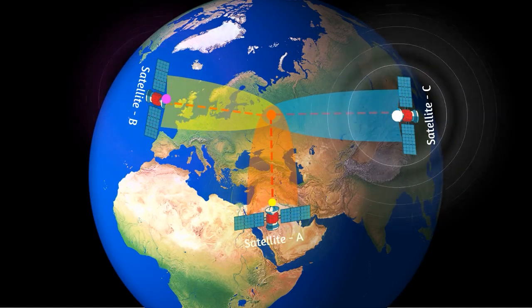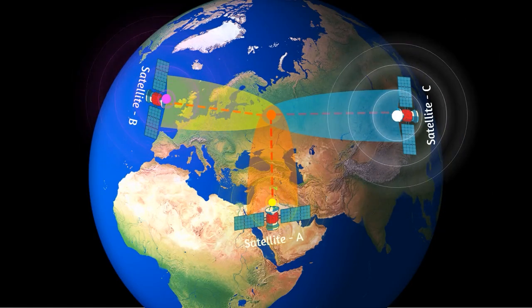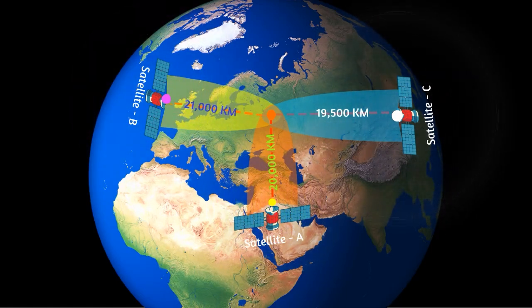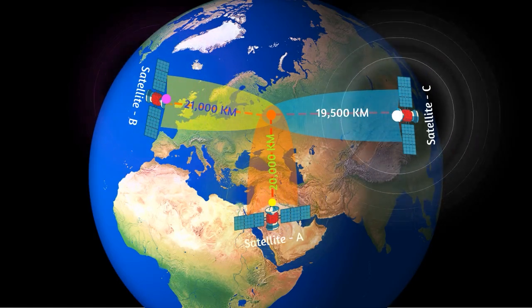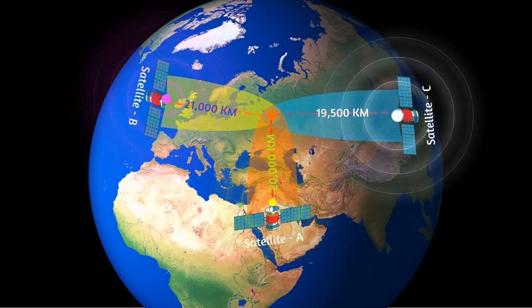Example. Suppose you receive signals from Satellite A, 20,000 kilometers away. Satellite B, 21,000 kilometers away. Satellite C, 19,500 kilometers away. The receiver calculates where these 3 distances intersect, giving you an accurate location.